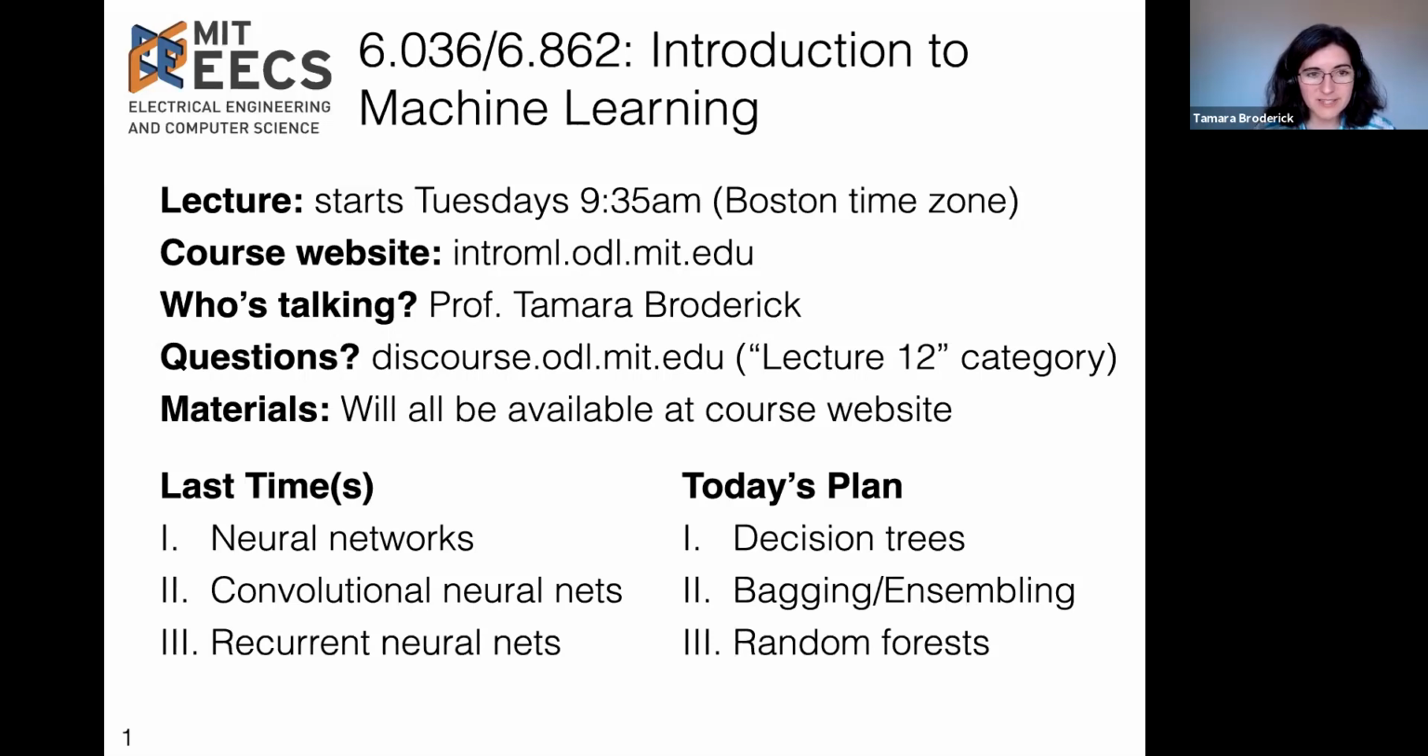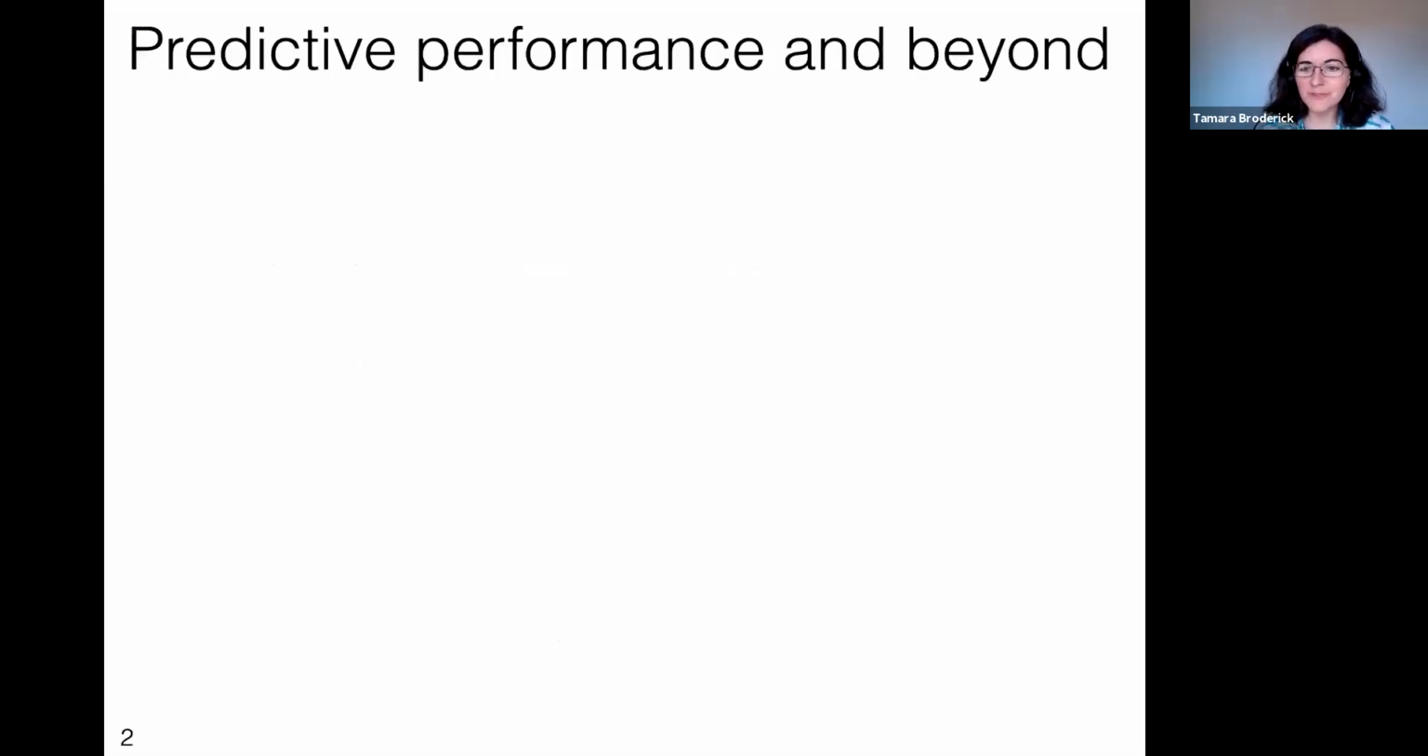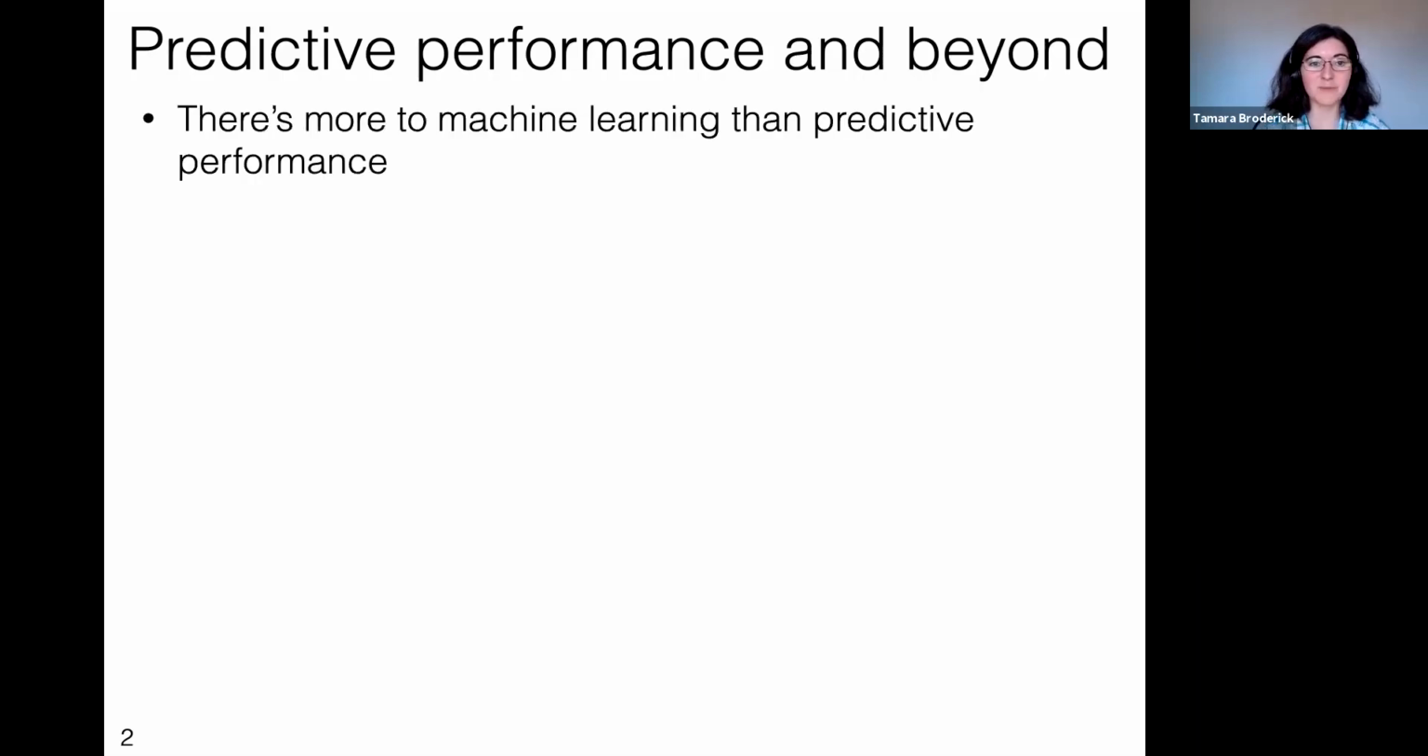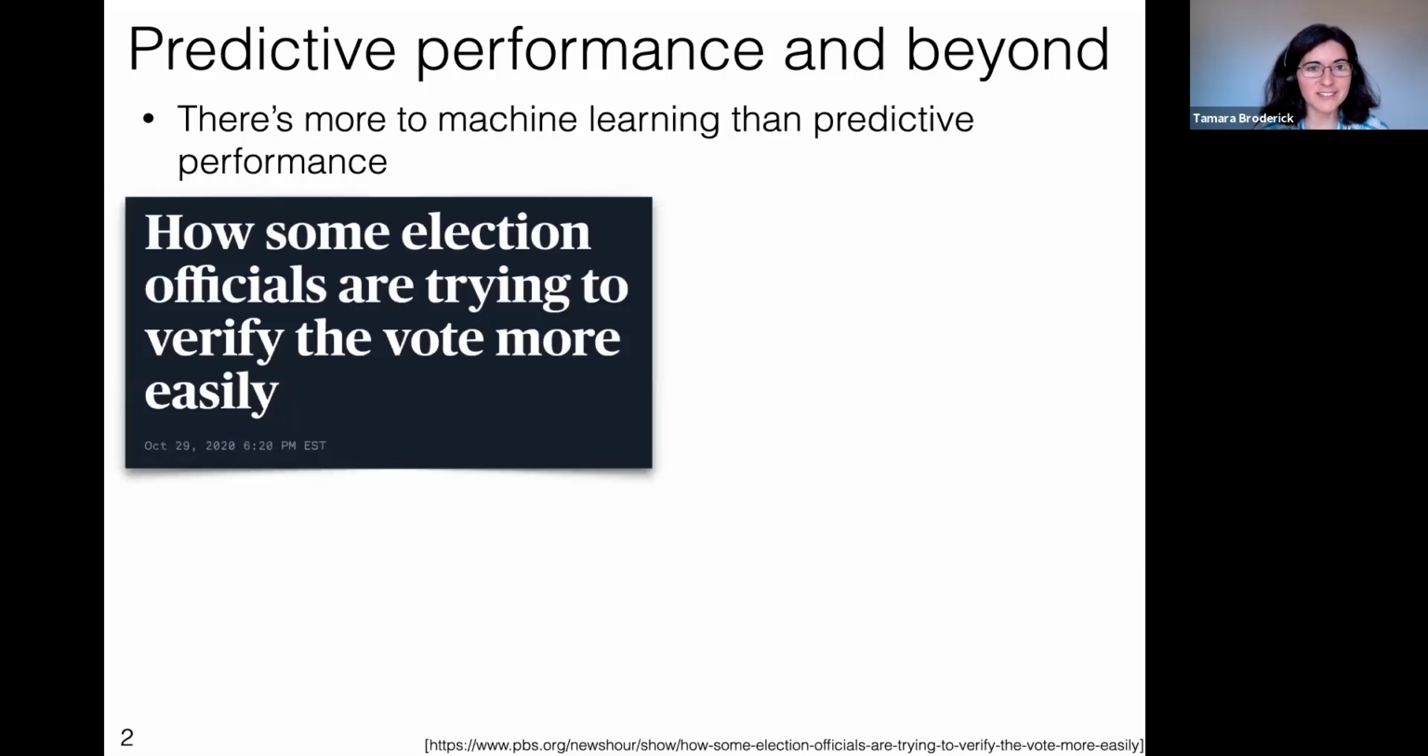Okay, so first let me spend a little time hopefully convincing you that predictive performance isn't everything, that there are things we really do care about beyond pure predictive performance, or perhaps we just need to rethink what we mean by predictive performance. An example of this, I think, is very timely. It's election audits. If you looked in the news very recently, but here's actually an article from back in October, even before the election.